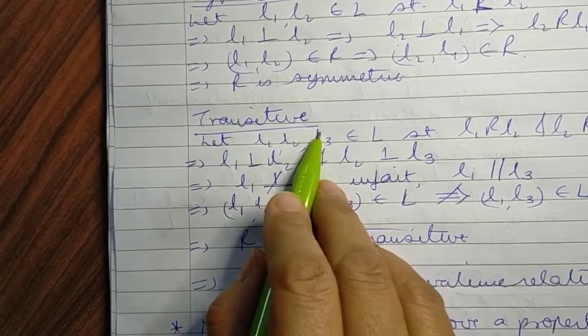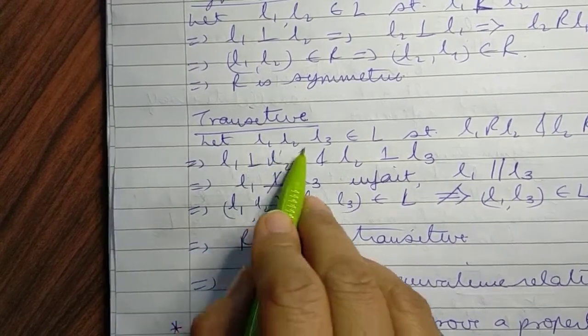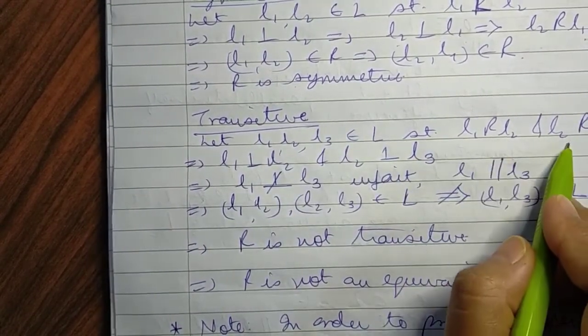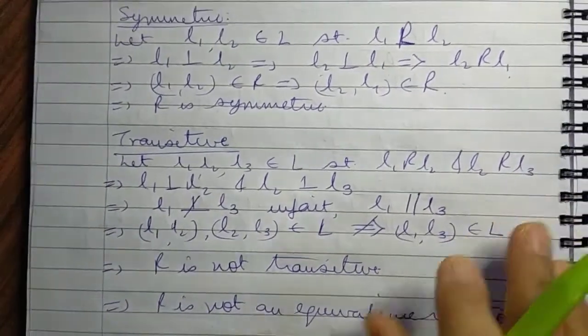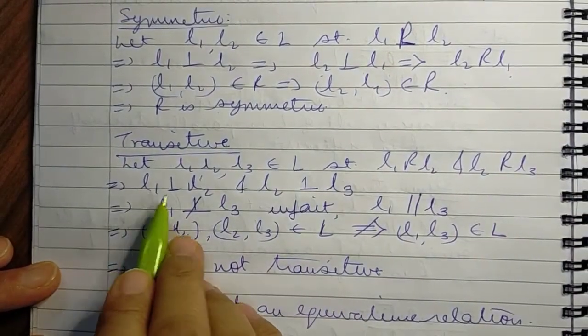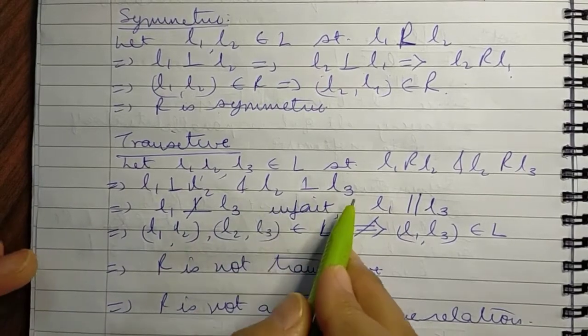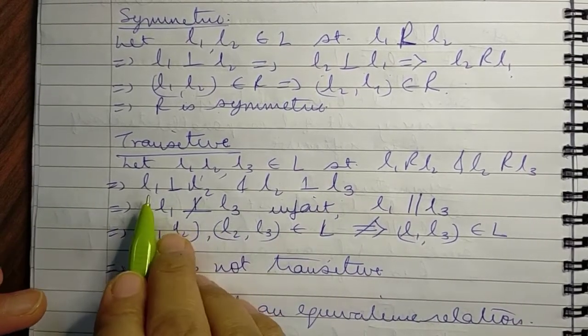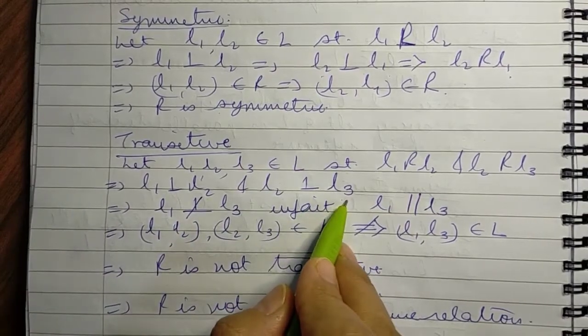Now for the transitive property, let us take three lines L1, L2, L3 such that L1 is related to L2 and L2 is related to L3, which implies that L1 is perpendicular to L2 and L2 is perpendicular to L3, which implies that L1 is not perpendicular to L3.